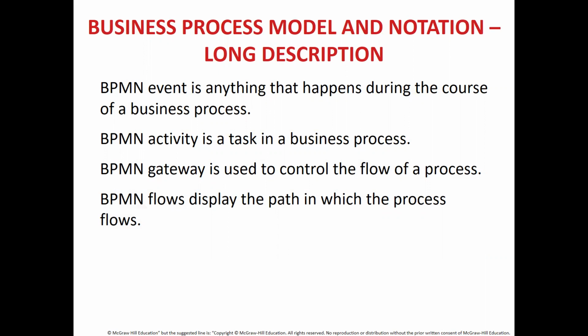A gateway is used to control the flow of a process. So when you talk about a gateway, basically we are talking about handling forking. Forking means the dividing of something: handling forking, merging and joining the parts within a process. So that's a gateway. And then you have the BPMN flow. What the flow does is display the path in which the business process flows. In other words, the path in which one product is delivered from a raw material to a final product, that's the flow.